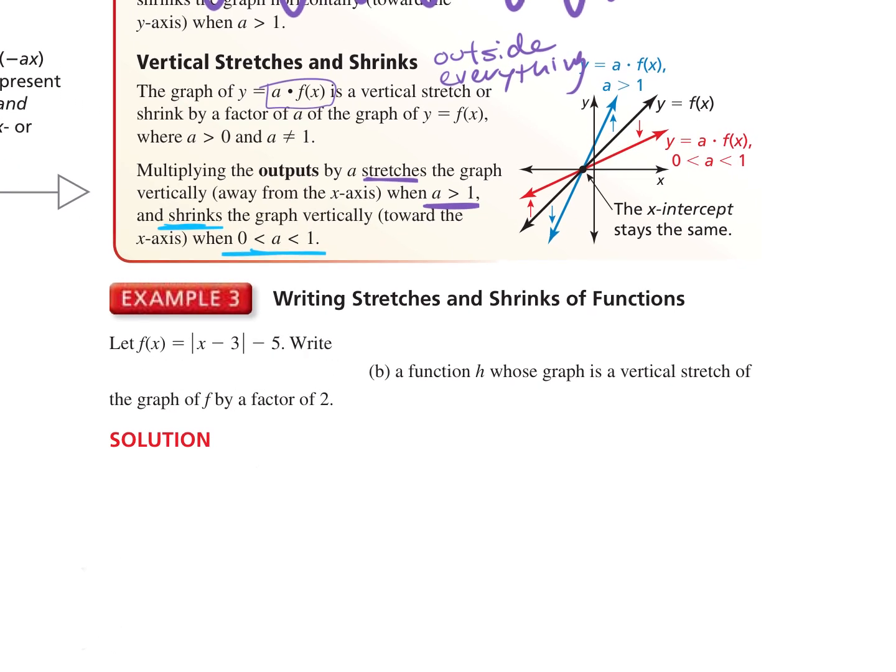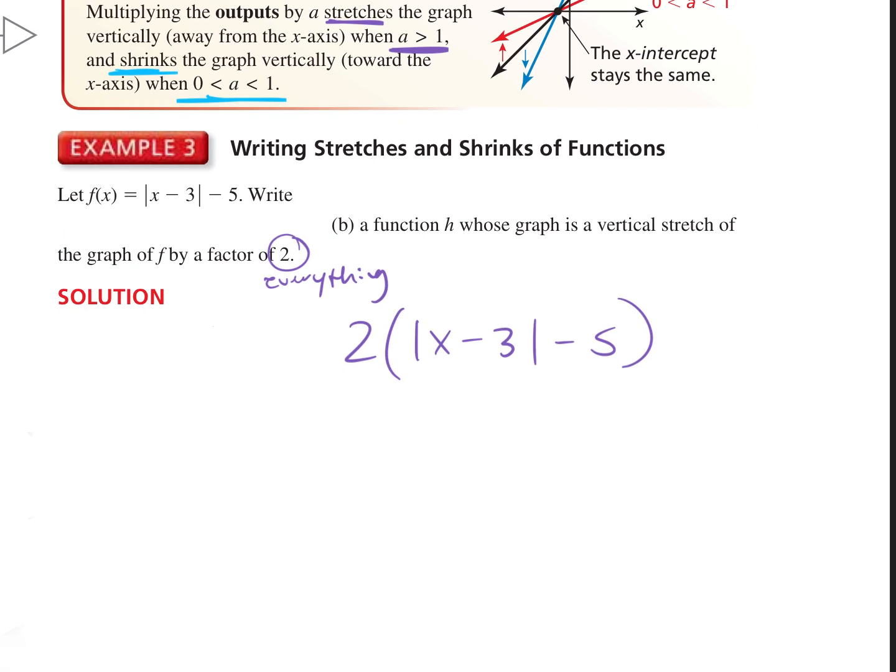So let's look at example 3. We have a function h whose graph is a vertical stretch of the graph of f by a factor of 2. So vertical stretch means that we multiply by 2. What gets multiplied by 2? Everything. So just like how when we multiplied everything by a negative, we do the same thing here. We have 2 times the absolute value of x minus 3 minus 5. Can I distribute the 2 inside the absolute value walls? No. So it just multiplies to the outside and to the negative 5.